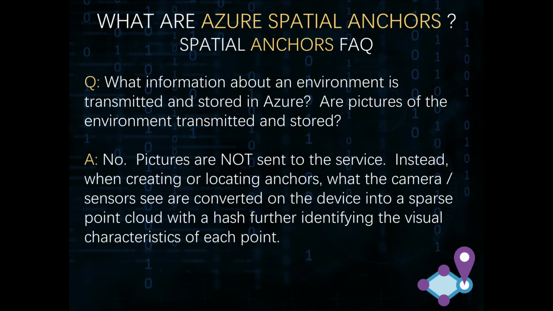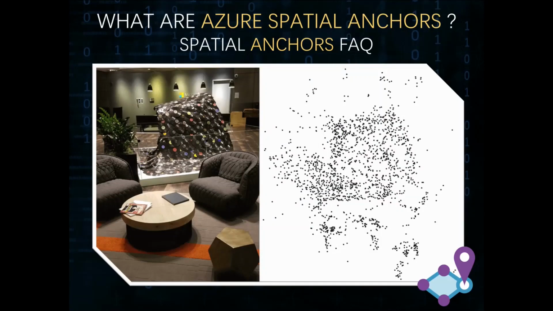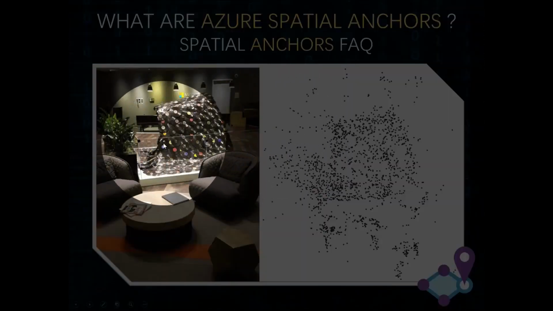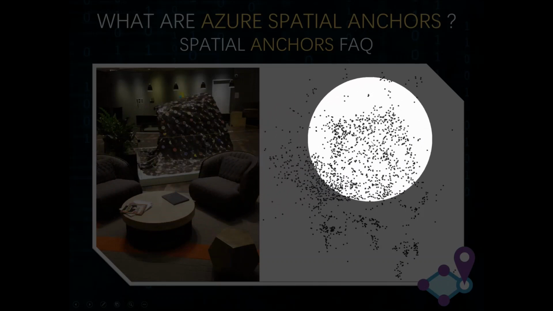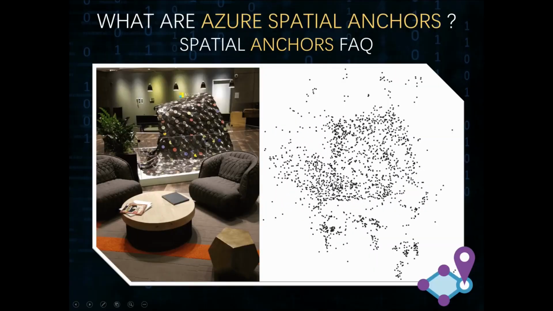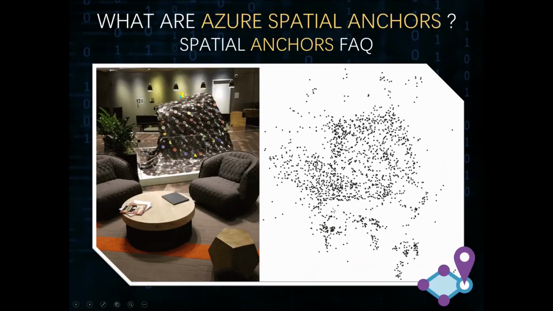Instead, when creating or locating anchors, what the camera or sensor sees is converted on the device to what's called a sparse point cloud, with a hash further identifying the visual characteristics of each point. What does that mean? If we look at this picture, if you look at this guy right there and the scene, it actually converts it to this three-dimensional sparse point cloud, and you'll see some of these points. There are potentially different hash algorithms saying maybe this point has brown, maybe it's a rough surface. So the more information we can pack into this sparse point cloud and those hash algorithms, the better way you have to identify what that object is.